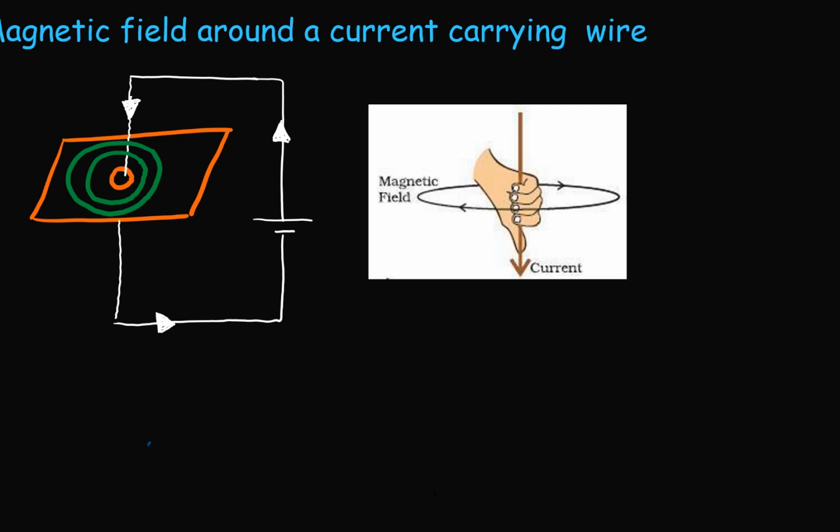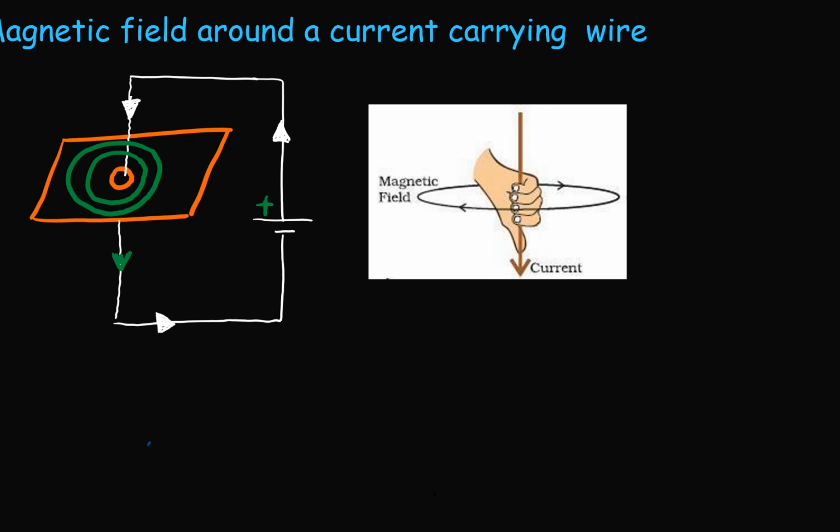If you see, the person is holding or gripping the current carrying conductor, so the wire in this case, with the help of his right hand only, and he's gripping it in such a way that his thumb is going to point only in the direction of the conventional current. Now you know very well that the positive of the power supply is here, so the current is going from up to down in the wire.